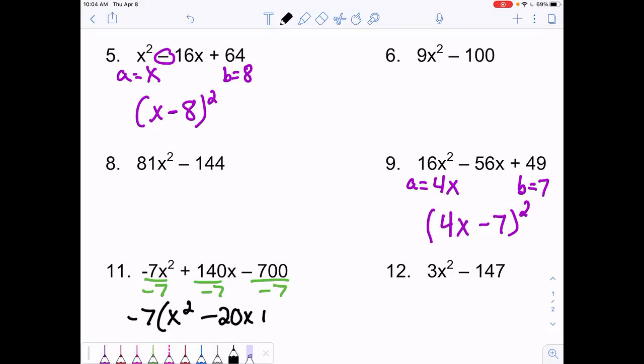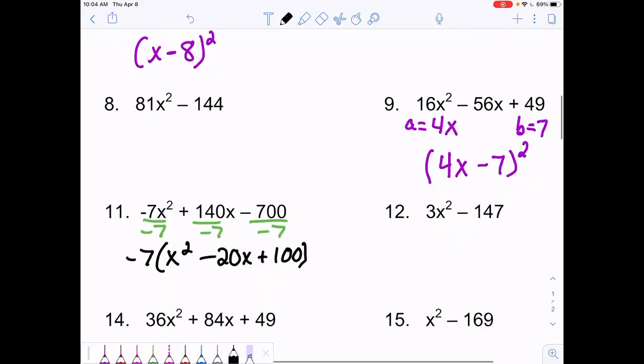20x, yep. Yeah, nice job switching your signs. Be careful when you're taking out a negative there. 100%. What's your A, what's your B? Good. What's your final answer?